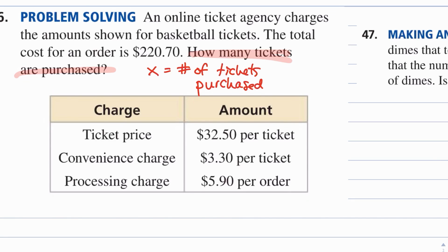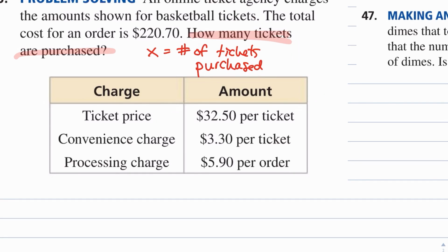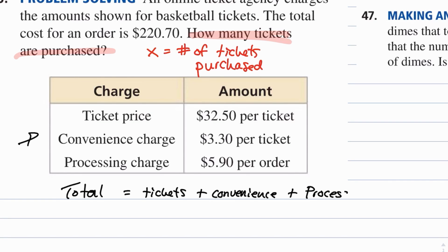So again, we have a total amount, like a bill or a total. So how did they figure out the total money we owe? Well, according to the table, we'd have to pay for tickets. Then we'd have to pay for the convenience fee. And we'd also have to pay for the processing. After we pay all of those fees, then we get our total. So it clearly says the total was that much money, $220.70.